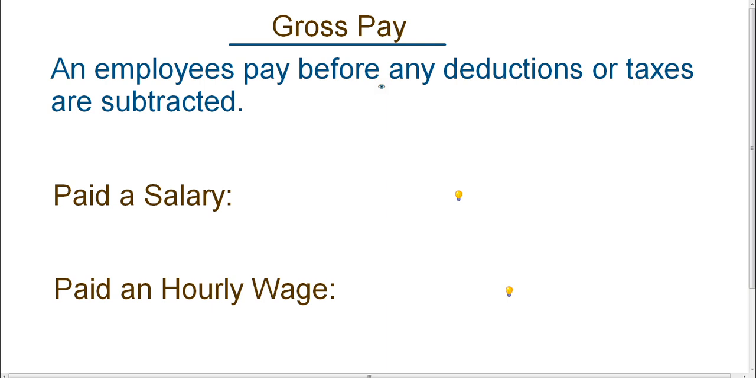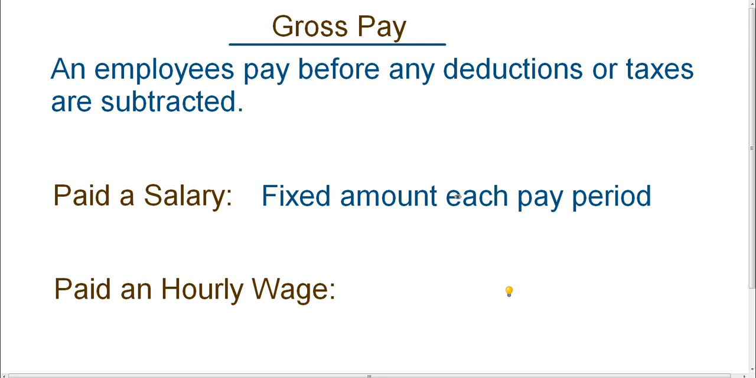If you pay them a gross pay based on a salary, then you will pay them a fixed amount each pay period. Meaning that when you hire an employee, you might say to them, I'm going to pay you a salary of $25,000 per year. You're going to take that amount of $25,000 and break it up evenly among the number of pay periods that you have that year. And each pay period, the employee would be paid the exact same amounts. And at the end of the year, it would total the $25,000.